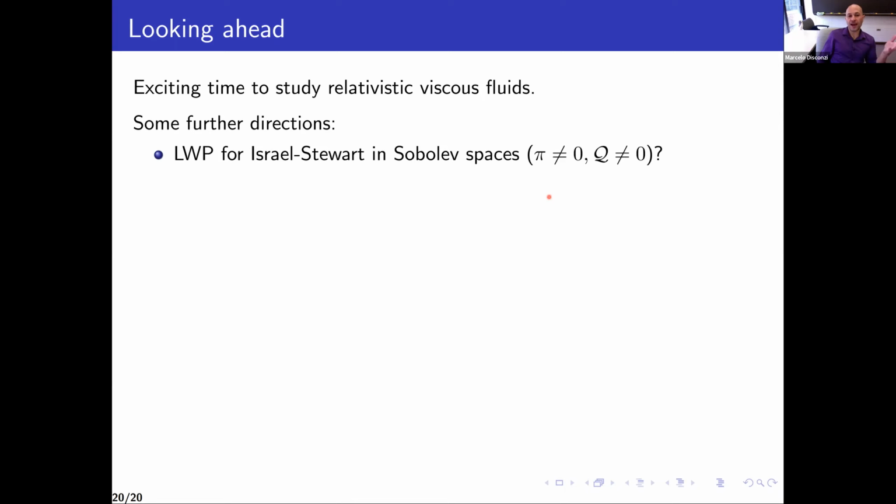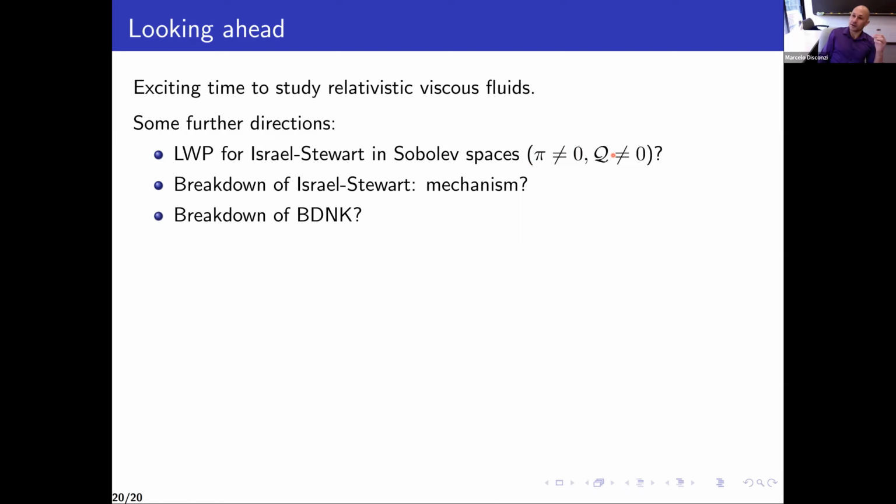One important problem is to actually establish local well-posedness for Israel-Stewart in Sobolev spaces in the full cases, right? When the shear viscosity, or the heat flux, or both are non-zero. As I said, we have this breakdown result for Israel-Stewart, but we would like to understand the mechanism of breakdown. Is it a shock, is it another type of singularity, something, I don't know, right? What goes wrong? Can we also try to prove something similar for BDNK? Is there a breakdown result for BDNK?